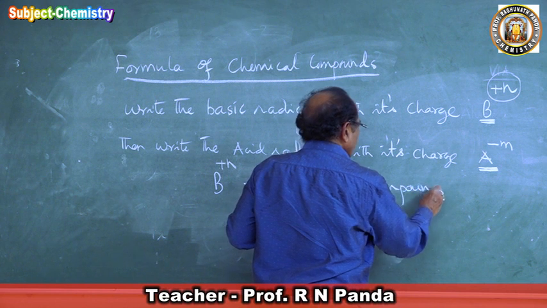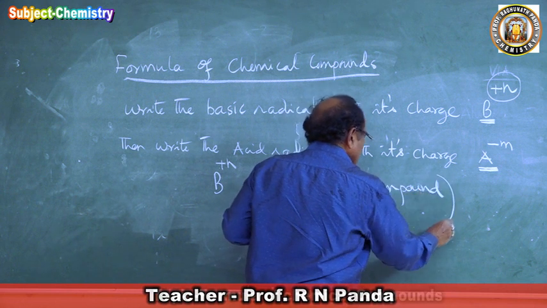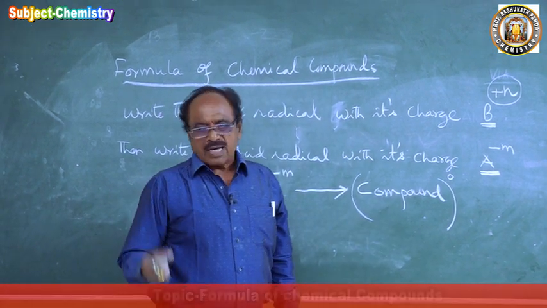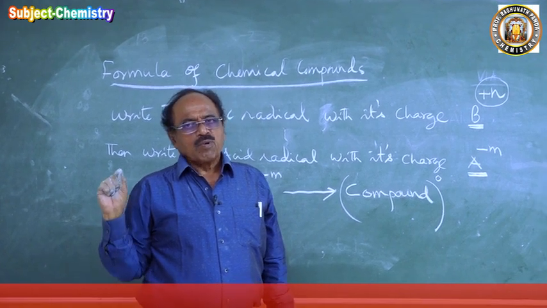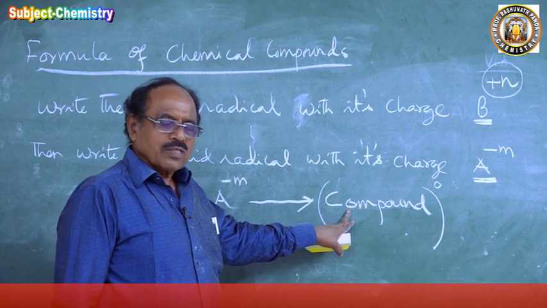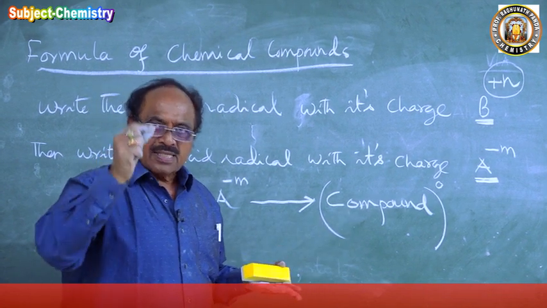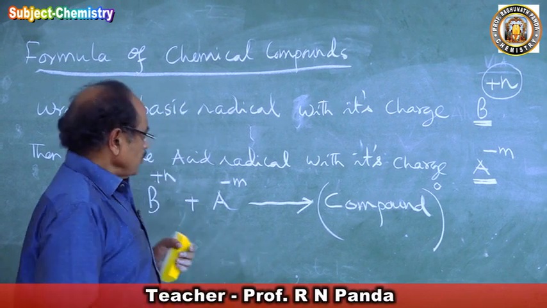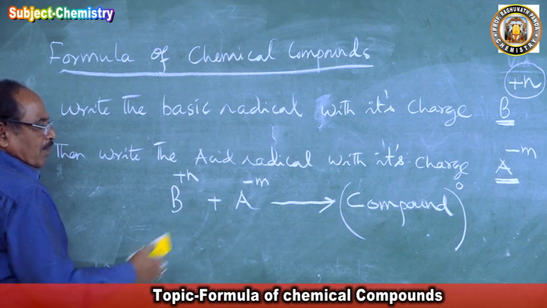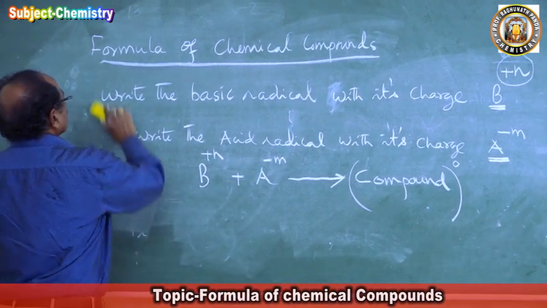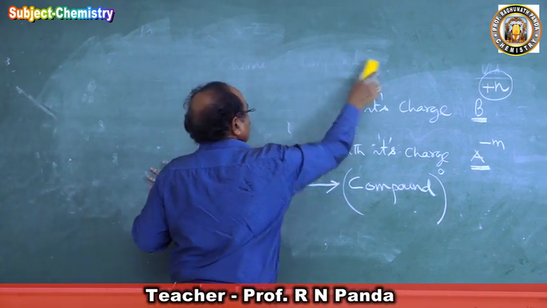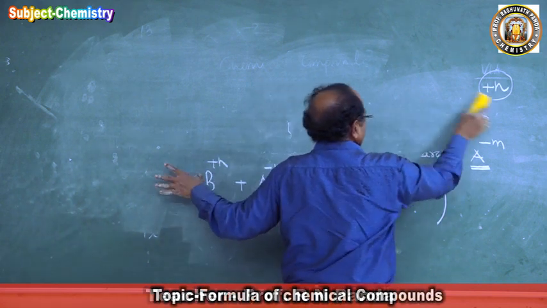So what will be the charge of the compound? The charge of the compound will be 0. The charge of an atom is 0, the charge of a molecule is 0. A compound always exists as a molecule, so the charge on the molecule is 0. So these two will combine. Then how to write the formula of the compound? I will first tell you how to write the formula, then I will explain why I did it like that.